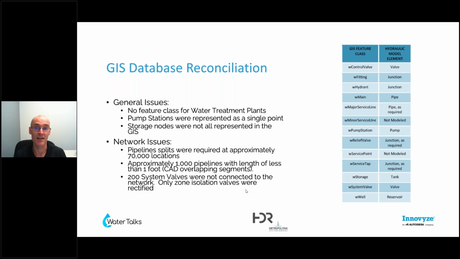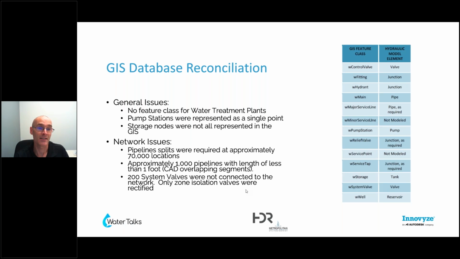Most significantly, they didn't have any treatment plant facilities. Pump stations were a single point, but they have a combination, which I'll talk about later, of variable speed pumps and constant speed pumps in single stations. So we needed to be able to represent those separately. So we had to develop a strategy to move away from that.